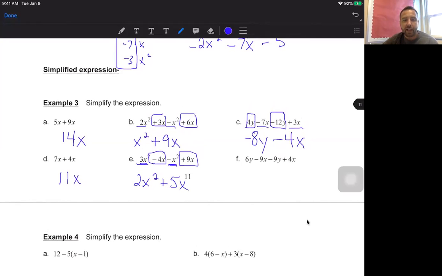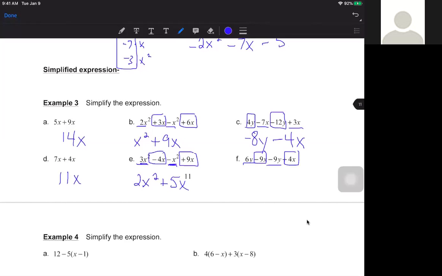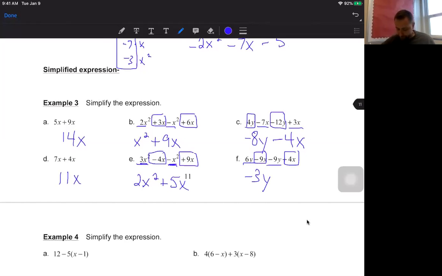And then lastly, F is just like C. We're going to look at our y's and we're going to look at our x's. We have a 6y that we can combine with the negative 9y. 6 minus 9. Anybody? What do we get for our y's here? Negative 3. Awesome. So you get negative 3y, and then what do we get for our x?